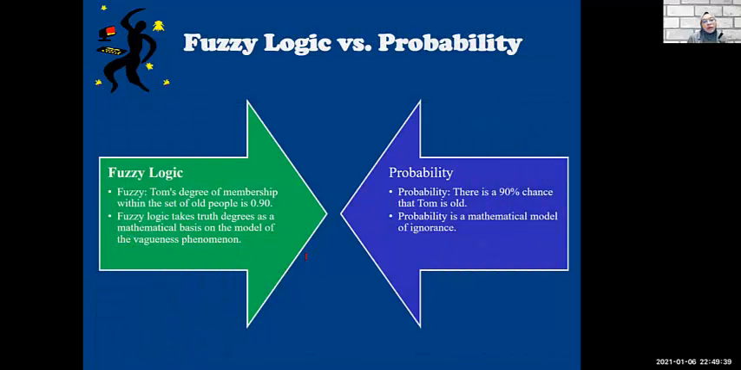So what is the difference between fuzzy logic and probability? In fuzzy logic, for example, Tom's degree of membership within the set of old people is 0.9. So fuzzy logic takes truth degree as a mathematical basis on the model of the vagueness phenomenon. But in probability, we say there is a 90% chance that Tom is old. Is this correct? So probability is a mathematical model of ignorance. But fuzzy logic is a membership.